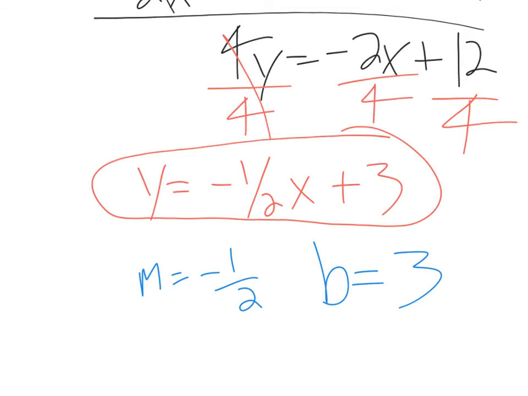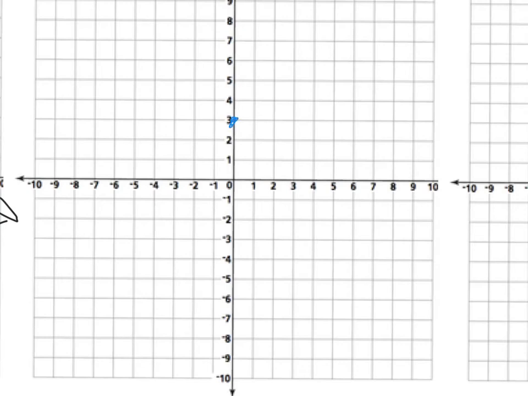So that means I'll start at 3 on the y-axis and then go down 1, over 2. Here's my graph, starting at 3, down 1, over 2, down 1, over 2, down 1, over 2. All right, and then I'll do some going in the opposite direction, up 1, left 2, up 1, left 2. Okay, that should be plenty for my line, but there we go. Example 2 is done.